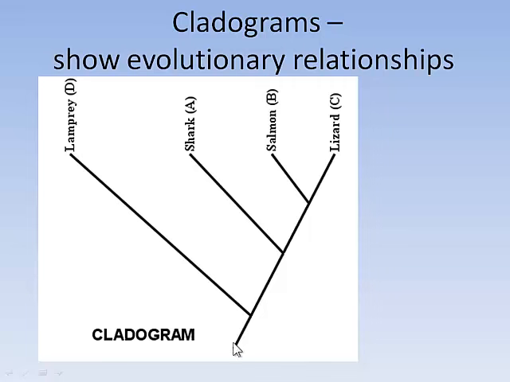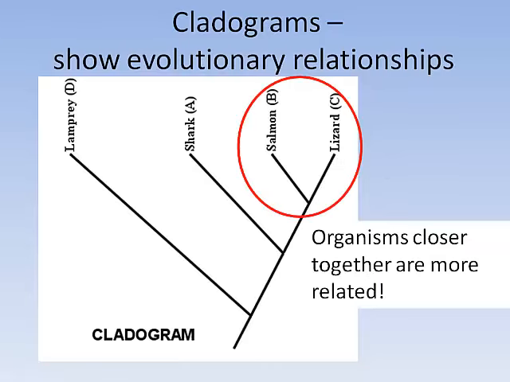The cladogram shows that they all arose from a common ancestor, and then the ancestors of the lamprey split off, and then the ancestors of the shark split off, and then the ancestors of the salmon split off, and eventually the common ancestor gave rise to the lizards. So the more closely related the organisms are, the closer they are going to be on the cladogram.